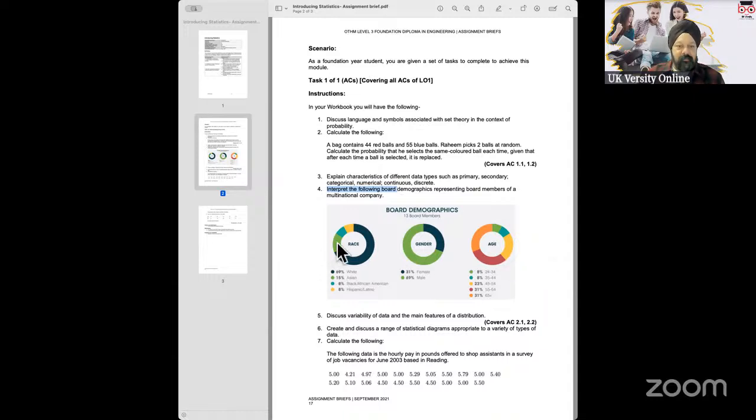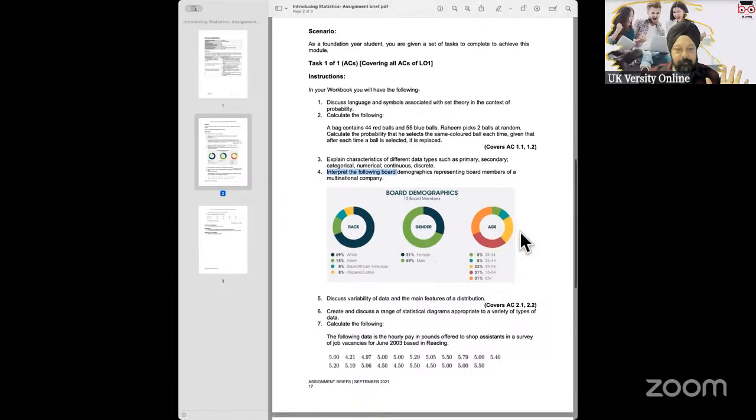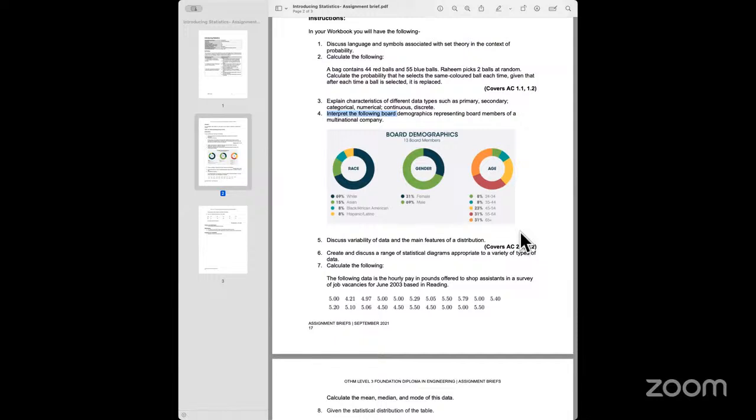So the first pie chart here actually shows you race demographics. That means people working within the board of this company, which has 13 board members, 69% of them are white, 15% are Asian, and so on and so forth. Then they look at gender, male, female. There's a breakup again shown. And what is the age group? Again, that is shown. So you will interpret this graph, and that would essentially be the purpose of this particular task. I'll write that as if I'm reading it to somebody that can't see the graph.